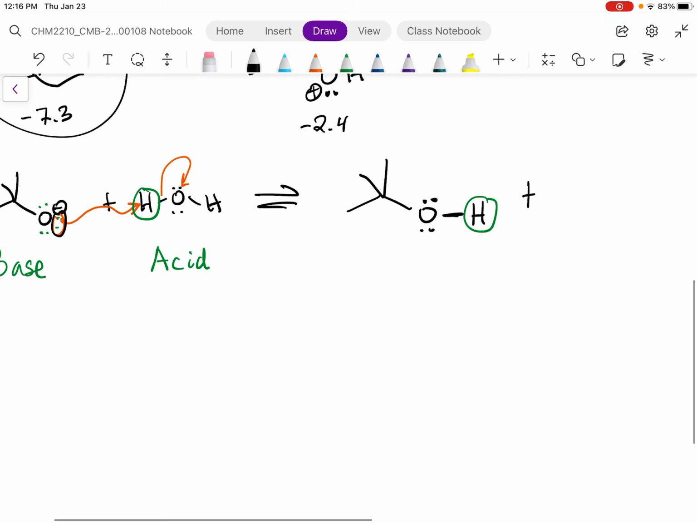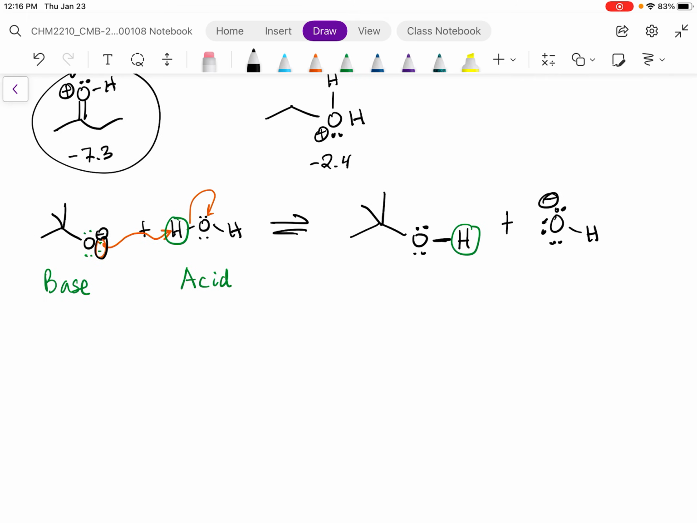Plus, we have... and what else does that oxygen have? The two electrons in that bond are now a lone pair. And so this molecule is called a hydroxide. What formal charge is on the oxygen? -1. Nice.